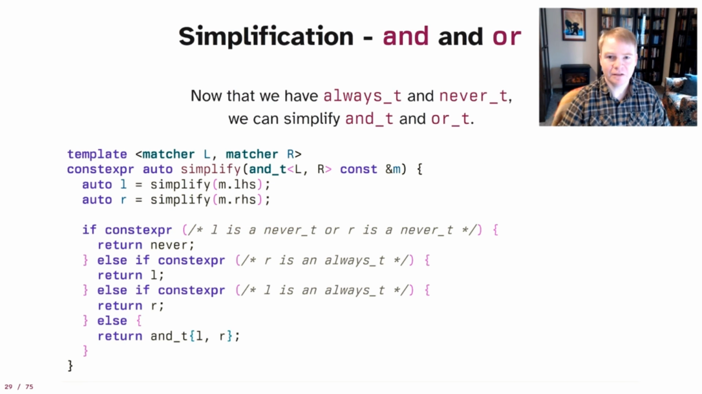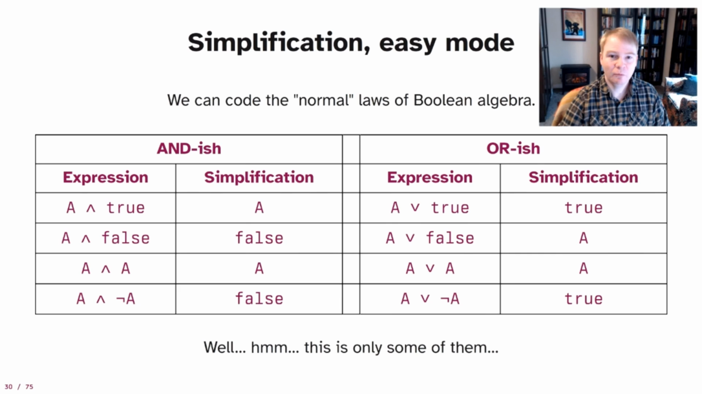What does simplify look like for and? Well, we know what to do if either side is always or never. First, we'll recursively simplify each side of the and. Then if either side is never, we know that the and itself will be never. If either side is always, the result of the and will be the other side. Otherwise, well, we simplified both sides and we can't do any better than that, so we and them together. And we can write a very similar looking function for or.